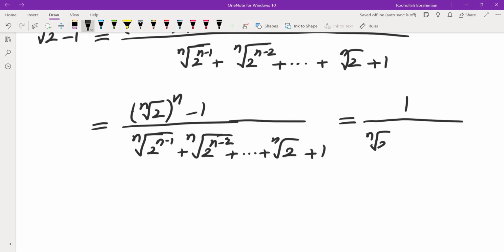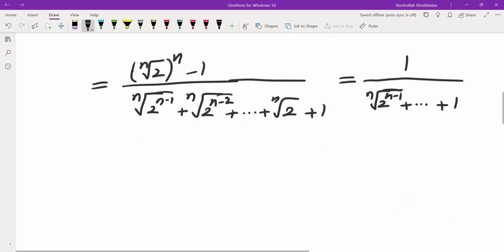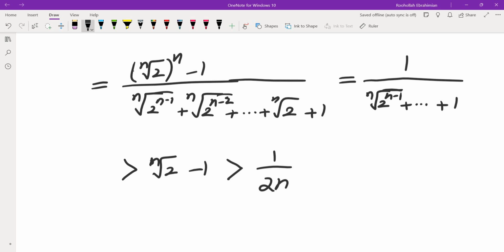I want to understand how large or how small this expression is. So let's look at the nth root of 2 minus 1. I know that every single term in the denominator is at most 2. So this expression is more than 1 over 2n. And every single term in the denominator is at least 1, so if I replace all of them by 1, I would get 1 over n.